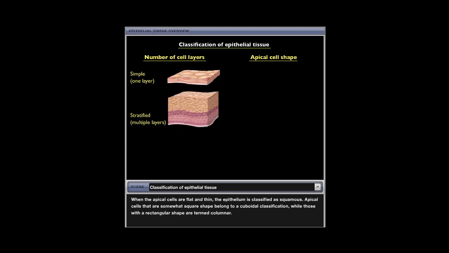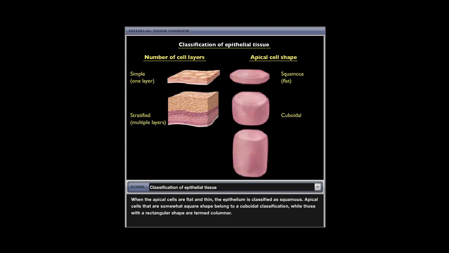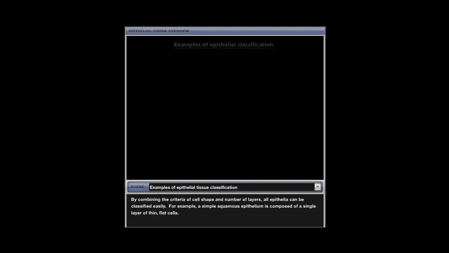When the apical cells are flat and thin, the epithelium is classified as squamous. Apical cells that are somewhat square-shaped belong to a cuboidal classification, while those with a rectangular shape are termed columnar. By combining the criteria of cell shape and number of layers, all epithelia can be classified easily.